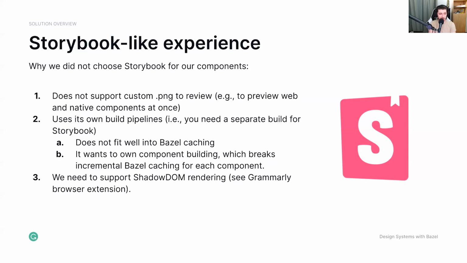components for several reasons. First, it doesn't support custom PNG to preview web and native components at once. Second, it uses its own build pipelines, like you need a separate build and separate webpack configuration for Storybook and so on. And it doesn't fit well into Bazel caching, and it wants to own component building, which breaks incremental Bazel caching for each component. And the third one, last but not least, we need to support Shadow DOM rendering for our Grammarly browser extension.